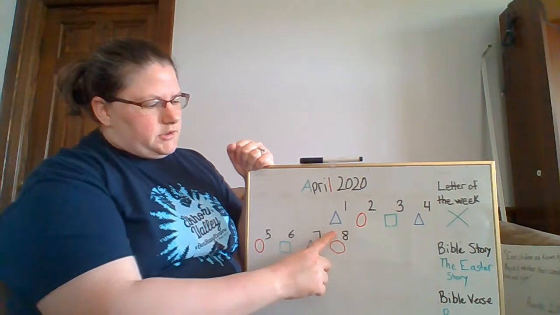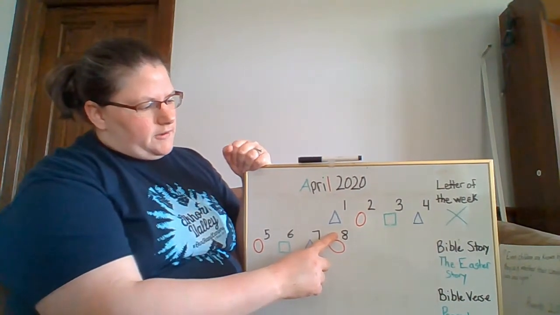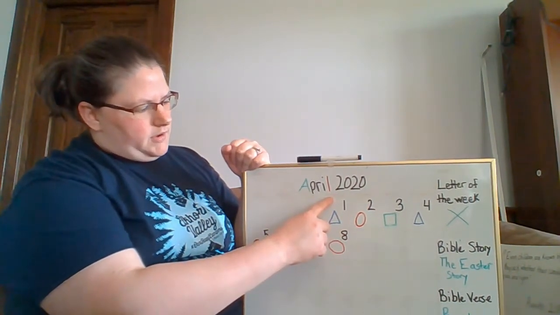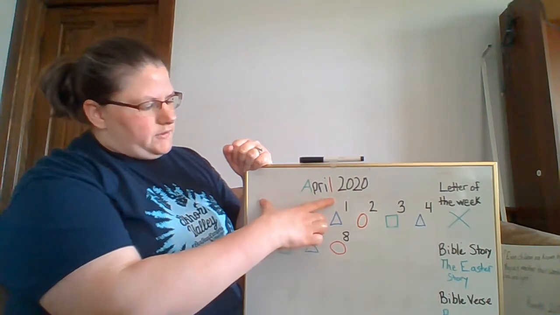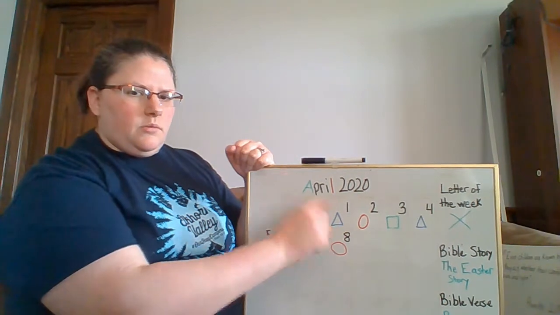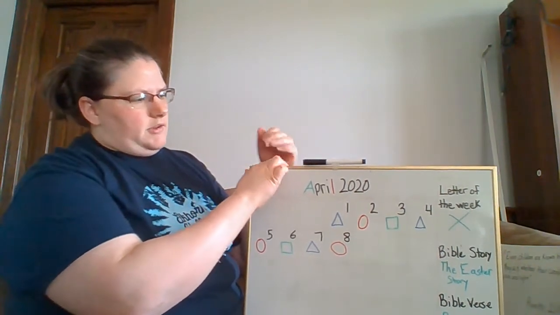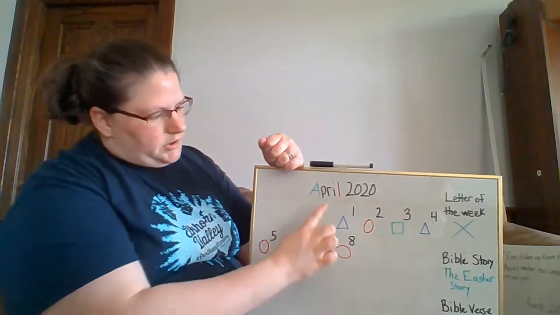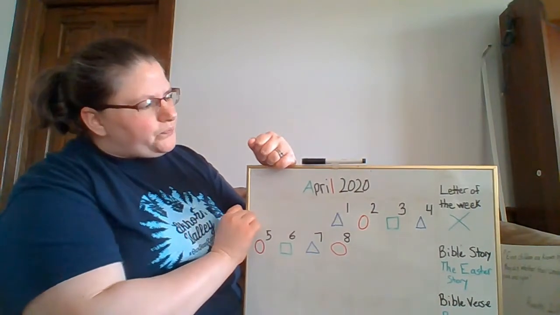All right, so let's go to our number 8 and go straight up, and we'll find out what today is. There's Sunday and there's Monday, there's Tuesday and there's Wednesday. It's kind of hard to see up there, but it says Wednesday right here.